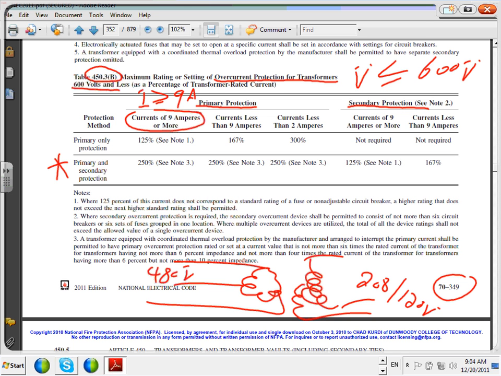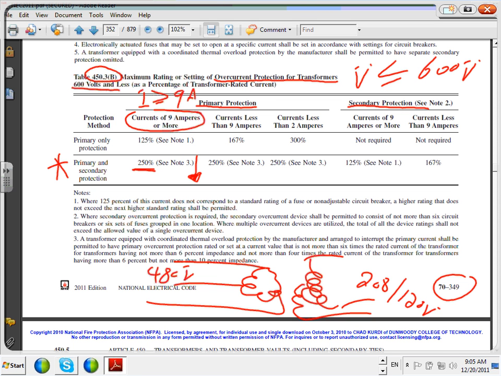Then what's my multiplier? 250. You take the full load current on the transformer and you multiply it by 250%, 2.5. Okay. If it's not a standard size, you need to go down. Why do we go down if you don't hit a standard? Because it doesn't tell you to go up. If you read note number 3, it doesn't say anything about going up.